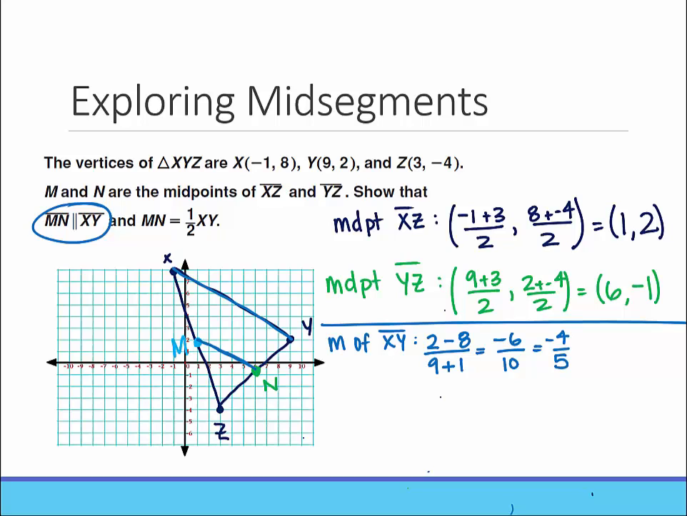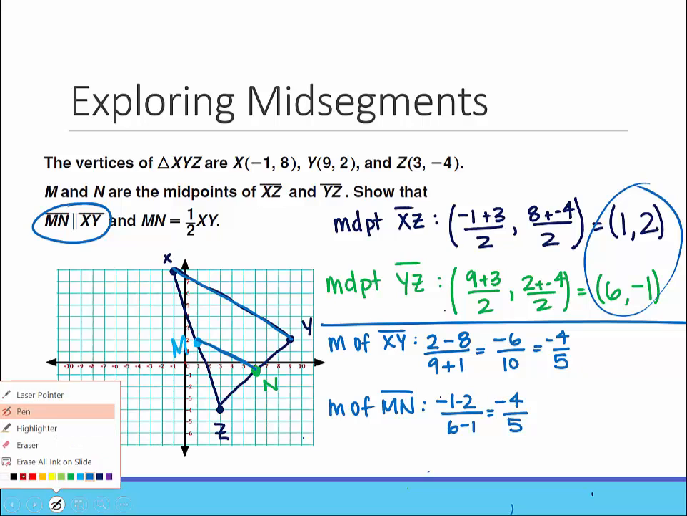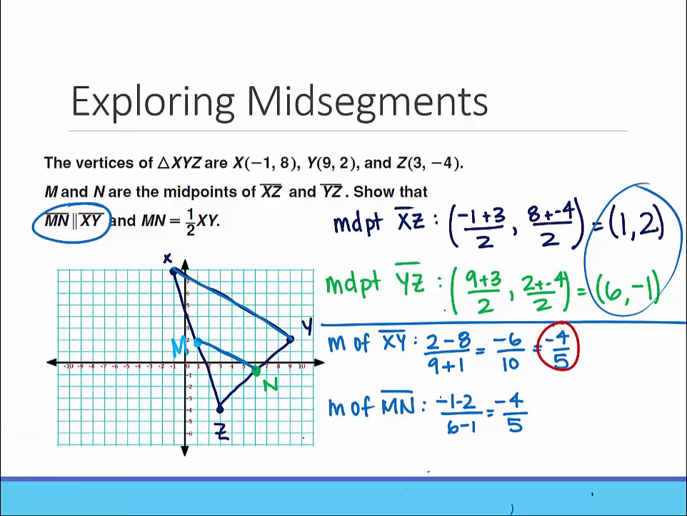So now let's find the slope of MN so that we can compare them. Remember, we just found these two points for MN, so let's subtract our Y's and then subtract our X's, and we get -3 on the top divided by 5 on the bottom. So these two things right here show us that because the slopes are the same, MN has to be parallel to XY.